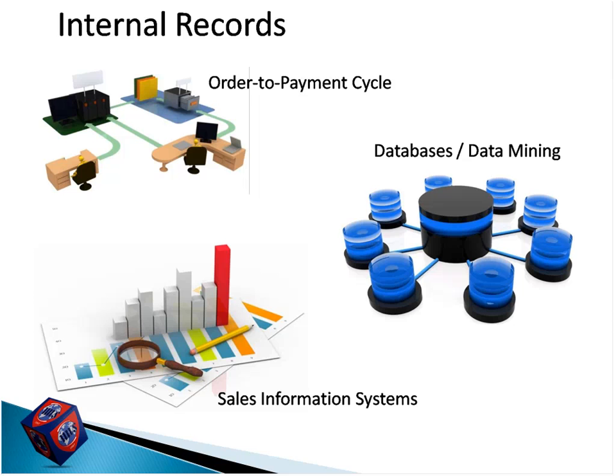And another thing, the sales information system. The sales information system is somehow related to the order to payment cycle, but the order to payment cycle emphasizes the procedures, and how you can answer your customers, and how you can offer your goods or services to your customers based on their order. The sales information system includes all records for sales, for example, revenue, annual profit, annual expenditures, and everything related to sales information.